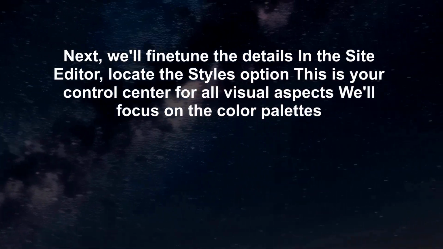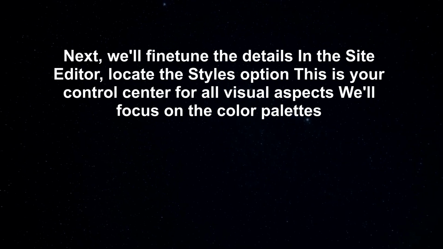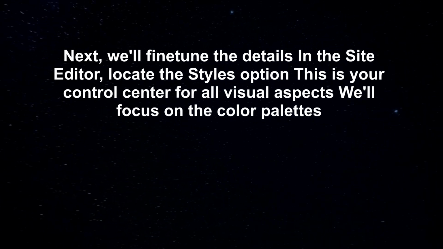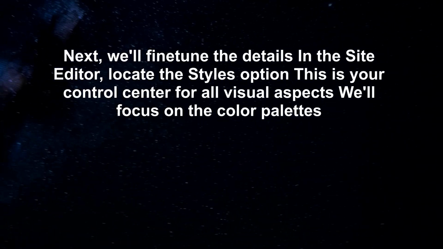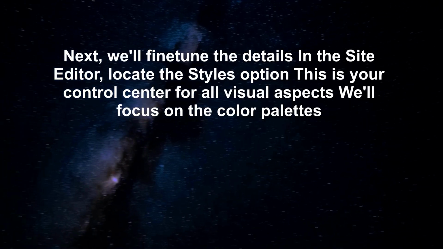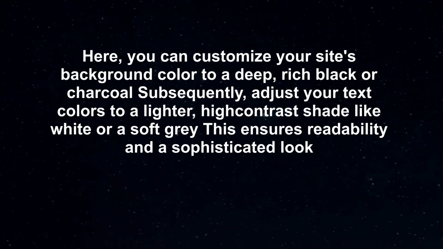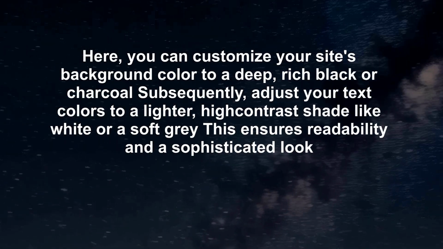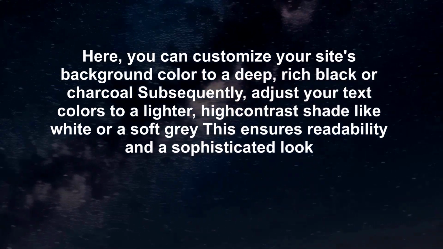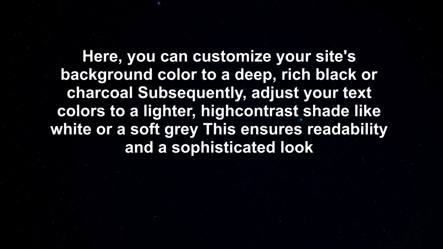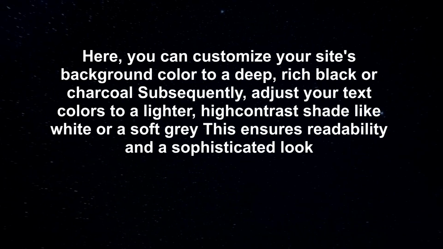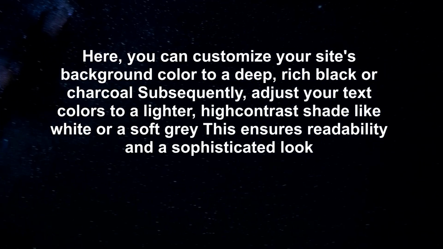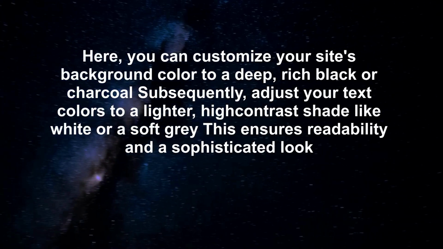Next, we'll fine-tune the details in the site editor. Locate the Styles option. This is your control center for all visual aspects. We'll focus on the color palettes. Here, you can customize your site's background color to a deep, rich black or charcoal. Adjust your text colors to a lighter, high-contrast shade like white or a soft gray. This ensures readability and a sophisticated look.